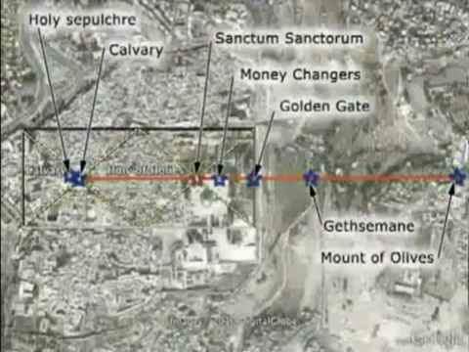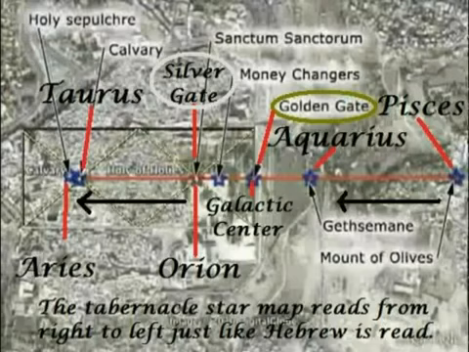In the video, Sacred Knowledge in Plain Sight, I learned that most of the major sites in Jerusalem that are associated with Jesus Christ are lined up in a row with the Golden Gate and the Holy of Holies and the Temple. I decided to compare the map from the video to the star constellations of the Tabernacle star map and to the stars in the sky.